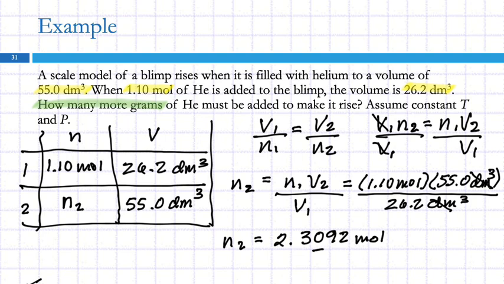So what this wants to know is, okay, so we had the 1.1 moles in there. How much more helium do we need to add? Well, they're asking it in grams, but I have the final amount in moles and the initial amount in moles, and so if I subtract them, I can get the moles that need to be added, right? So 2.3092 moles minus 1.10.